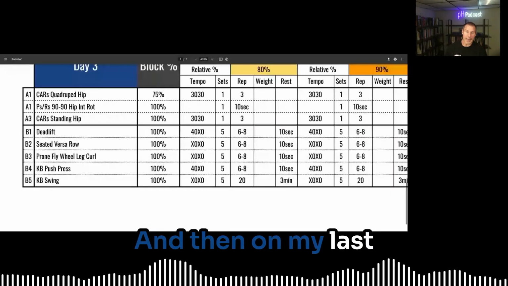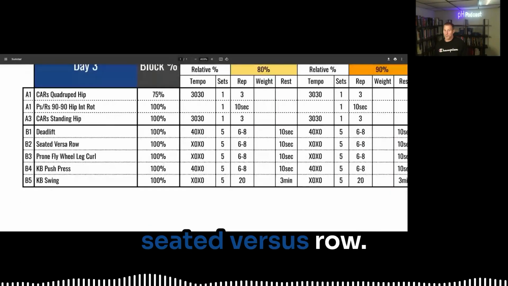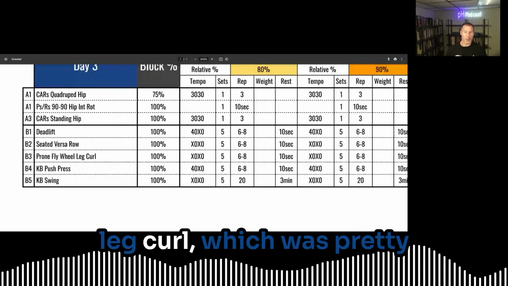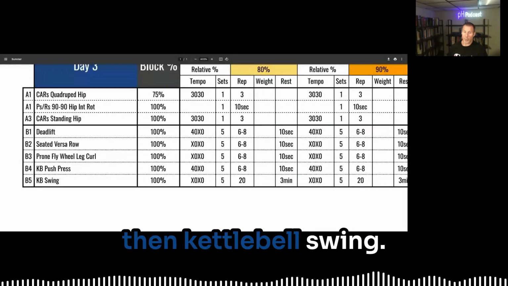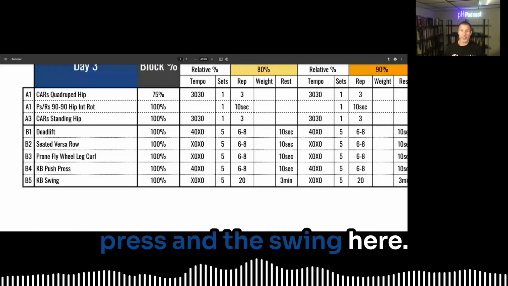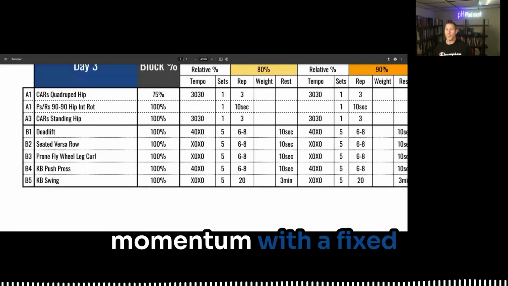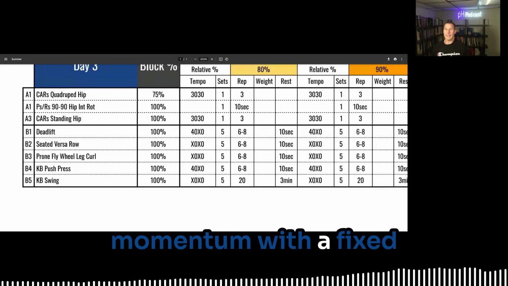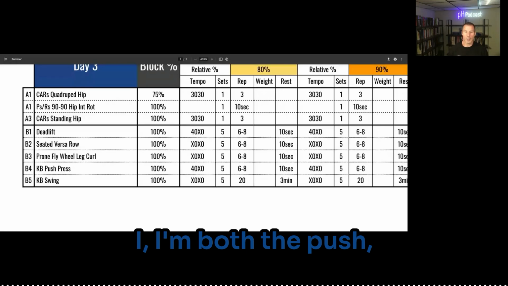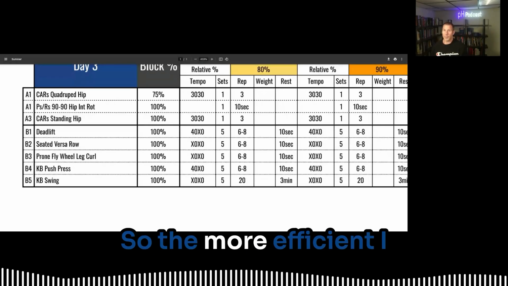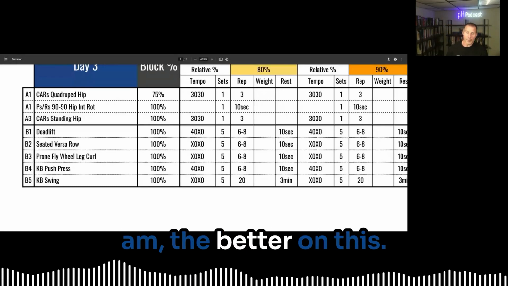And then on my last day, I did deadlifts, seated versus row, prone flywheel leg curl, which was pretty scary and awesome, kettlebell push press, and then kettlebell swing. Interesting on the push press and the swing here. Now I'm utilizing more momentum with a fixed object, or a kettlebell, on both the push press and swing. So the more efficient I am, the better on this.